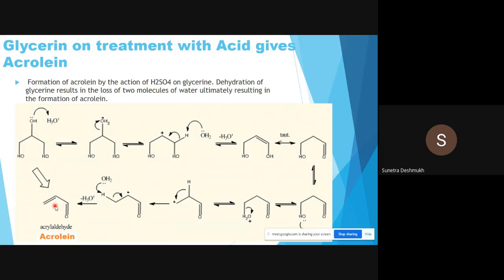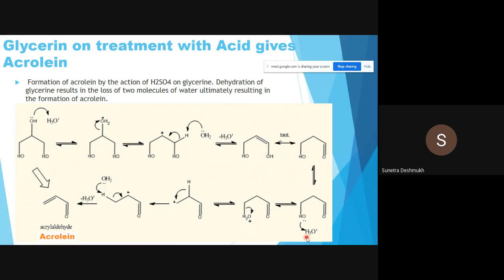Acrylaldehyde is what we have to synthesize: a carbon-carbon double bond containing aldehyde, an alpha, beta unsaturated aldehyde, from the glycerol. One hydroxyl group we have eliminated in the form of a water molecule, so there is generation of a carbocation. Then we abstract a proton again to generate this carbon-carbon double bond. This structure, on tautomerism, shows the aldehyde, and then further rearrangements.